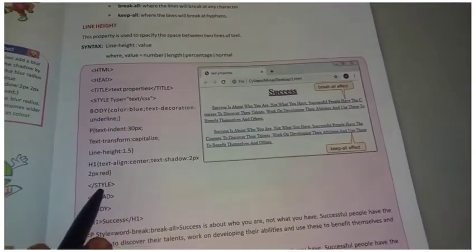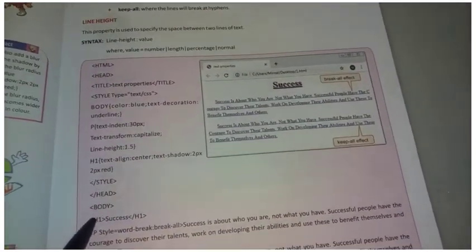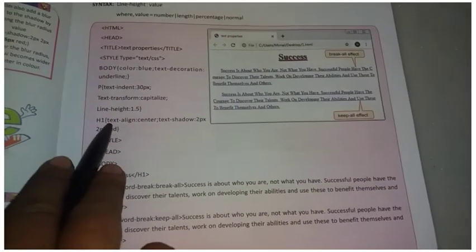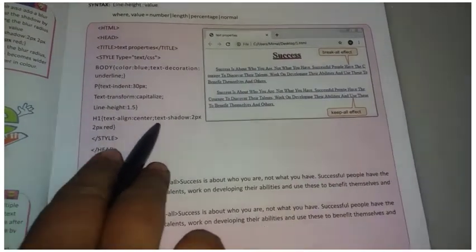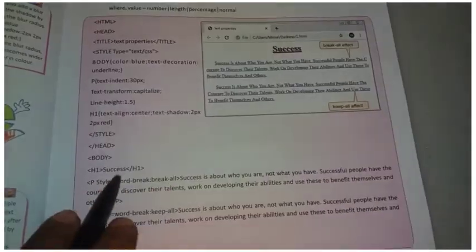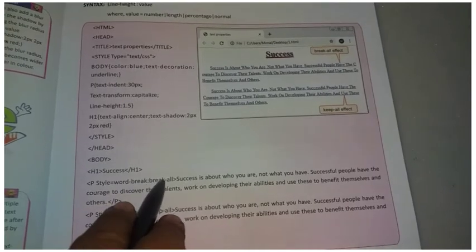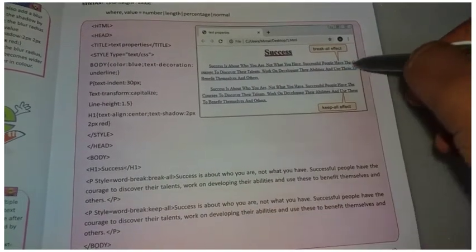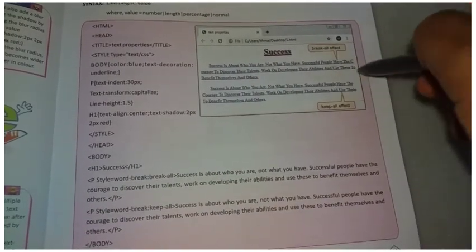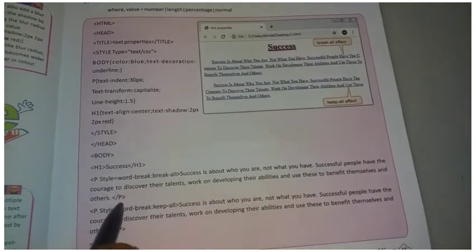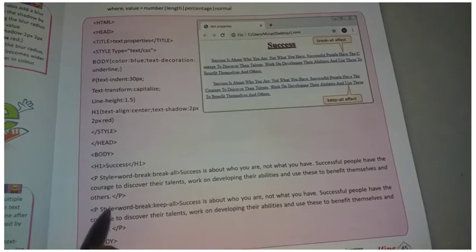Next, close style, close head, open body, h1. Here the h1 is selected, success. Paragraph style equals word break: break all means it will cut off in between, without completing the full word. So this is a paragraph, close paragraph, again.